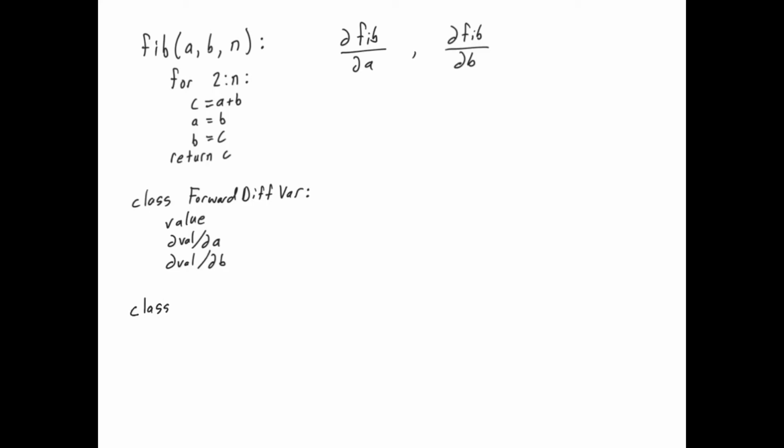The second version, for reverse mode automatic differentiation, would store, along with the value of the variable, the other variables that preceded it in the computation, and the function that was used to compute its value from those predecessor variables.